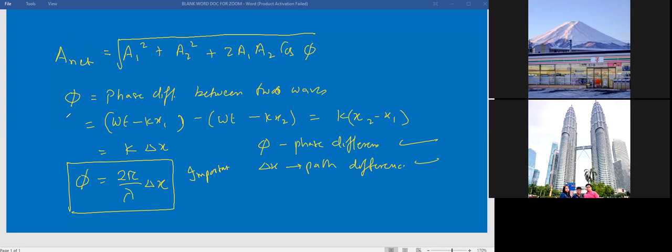Okay. So now, depending upon this phase and path difference, we have to write about the constructive and destructive interference. So let's do it next time.